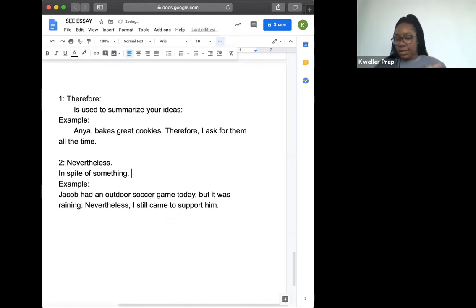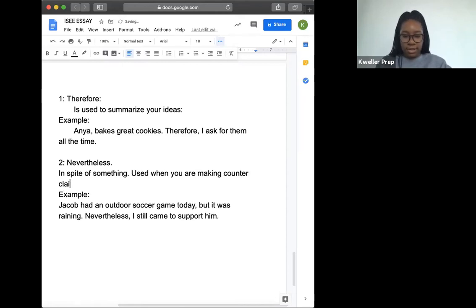So nevertheless is used when you're saying in spite of something. It's used if you're writing an argument, or if you're writing a counterclaim, which is when you're saying something that someone else may think, and then you would use nevertheless and connect it to what you're saying. So it's also used when you are making counterclaims.